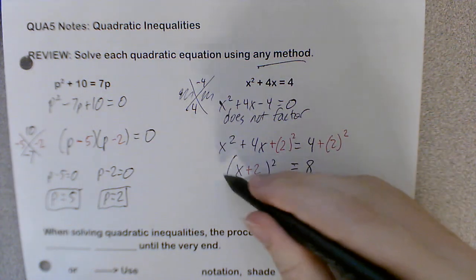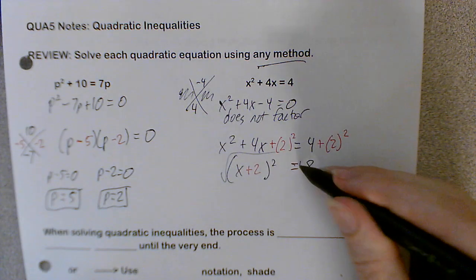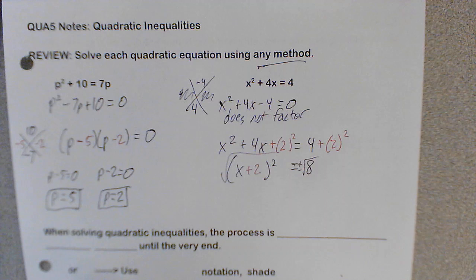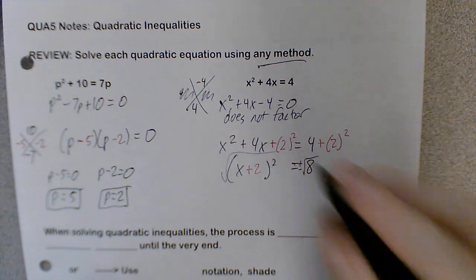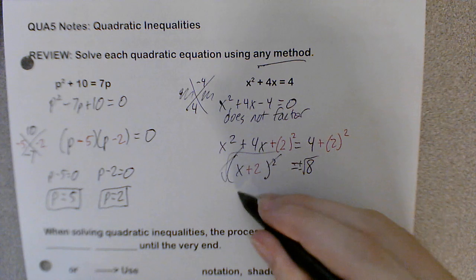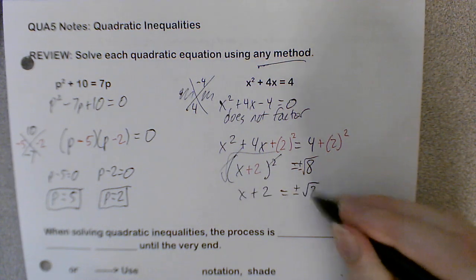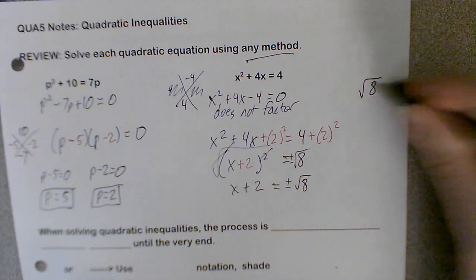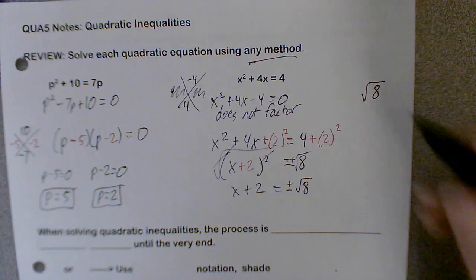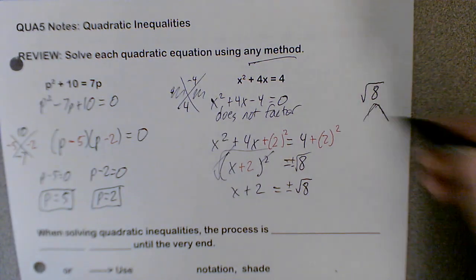And now we're going to take the square root of both sides, and don't forget the plus or minus, because we don't want to neglect both of the solutions. It's going to cancel these out. X plus 2 is equal to plus or minus the square root of 8. The square root of 8 is not a prime or a perfect square, so we're going to see if we can break it down.